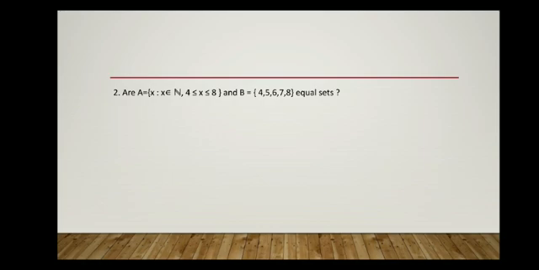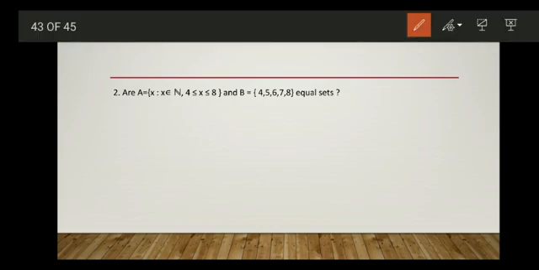See this one. A is equal to the set of all x such that x is a natural number and x is greater than or equal to 4 and less than or equal to 8. Now first we'll try to list down the elements of set A. So x is a natural number. So x is a number from 1, 2, 3, etc. And they have given that 4 is less than or equal to x, less than or equal to 8.